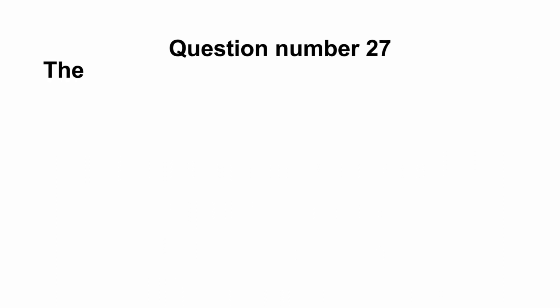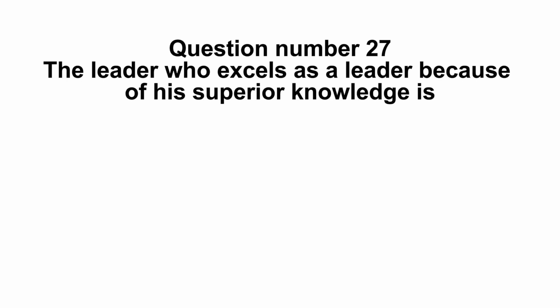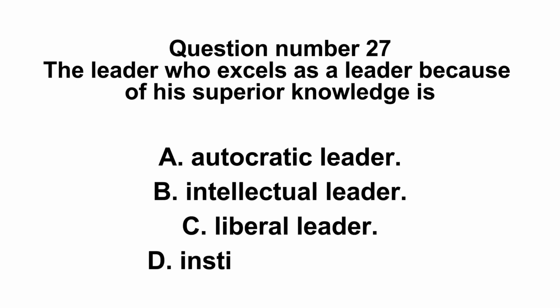Question number 27. The leader who excels as a leader because of his superior knowledge is A. Autocratic leader. B. Intellectual leader. C. Liberal leader. D. Institutional leader. And the correct answer is B.